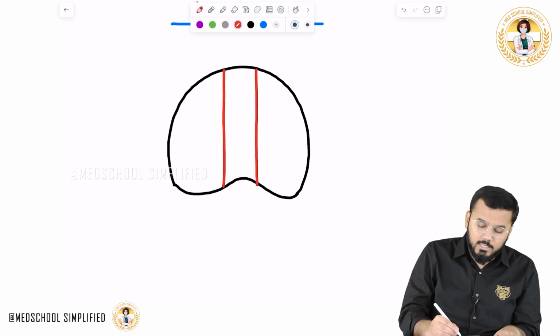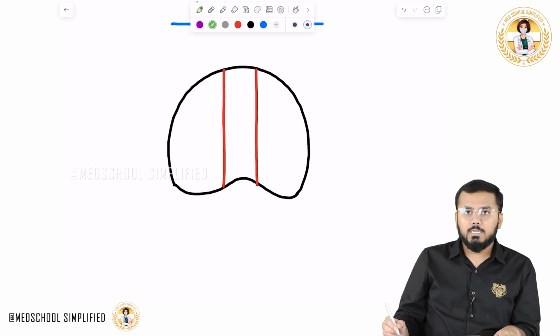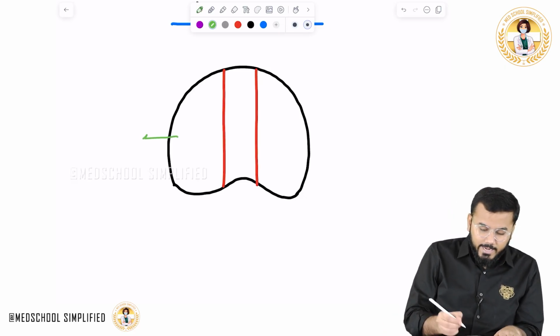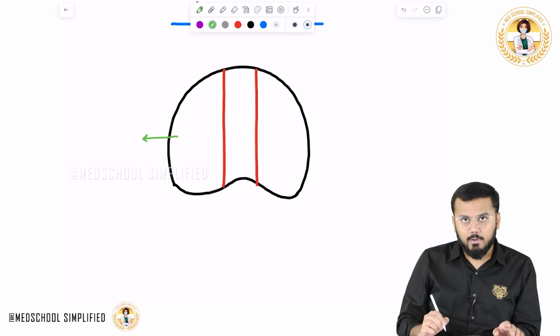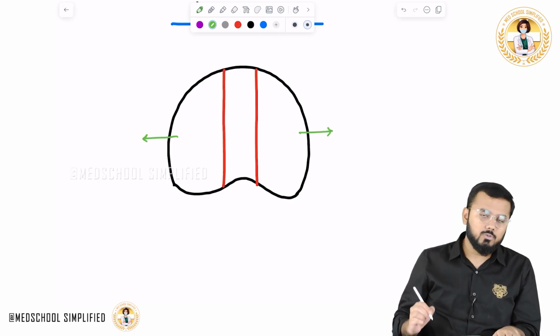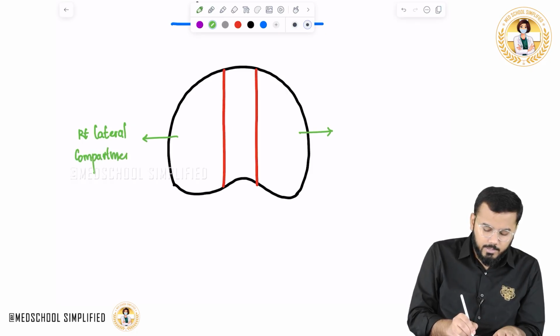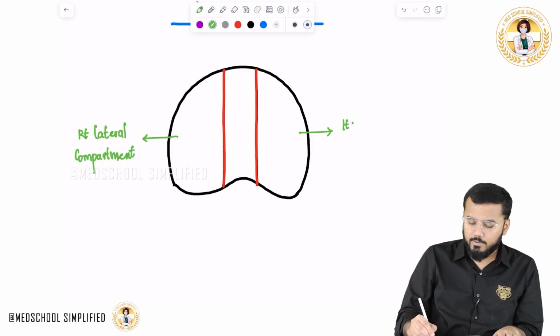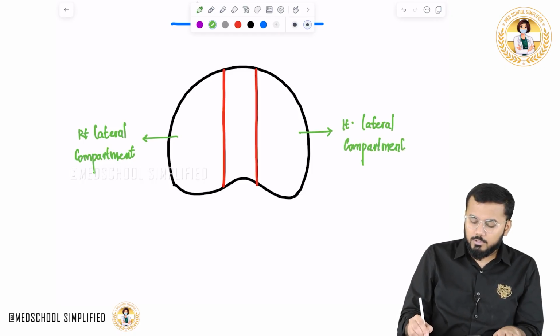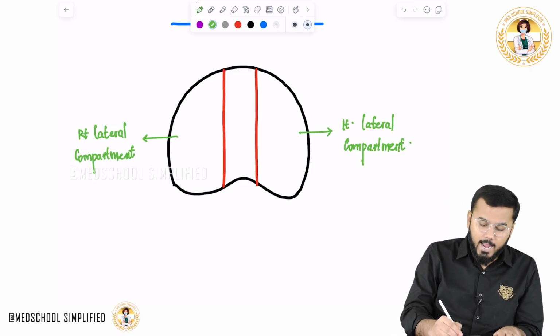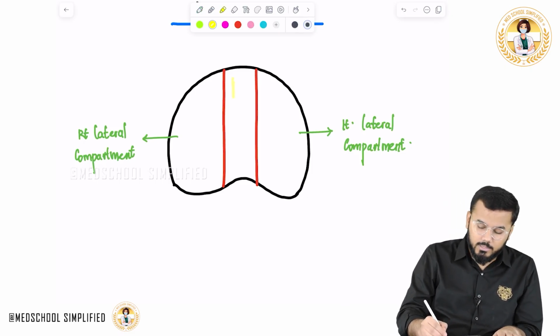Now, what are these three compartments, guys? One compartment on the right hand side is called the right lateral compartment. The one on the left hand side is called the left lateral compartment. So this will be your right lateral compartment, and this is your left lateral compartment.